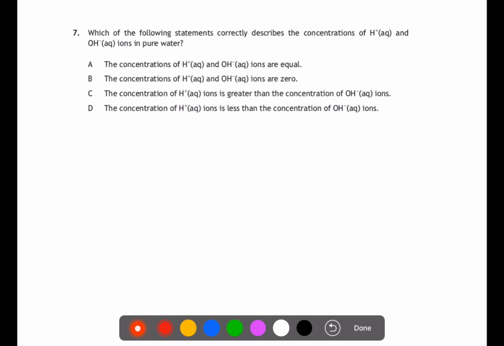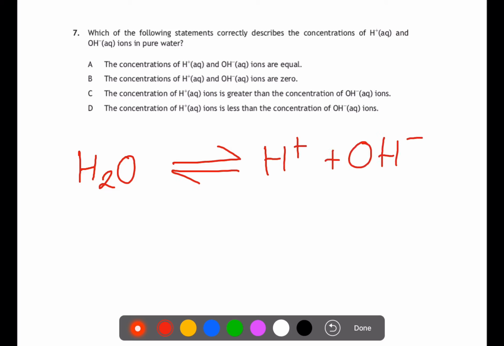Which of the following statements correctly describes the concentrations of hydrogen and hydroxide ions in pure water? Pure water exists as H2O in equilibrium with a very small number of hydrogen and hydroxide ions. Every molecule of water splits up into one hydroxide and one hydrogen ion. This means that the concentration of hydroxide and hydrogen ions are equal, making our answer A.